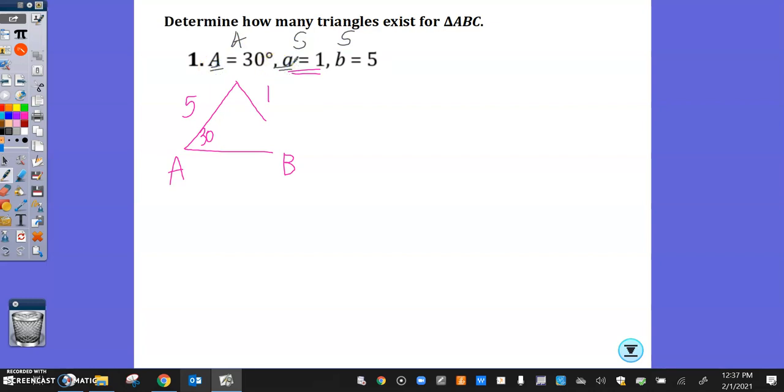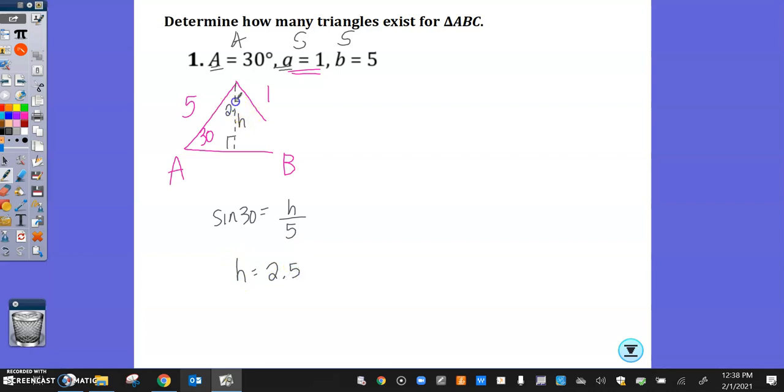So, 30 degrees. We don't know if that side is big enough. So what we're going to do is drop down and find the height. The height will tell us how many triangles actually exist. To find the height, we go sine 30 is equal to h over 5. When you type this into your calculator, make sure it's in degree mode. So go to mode, make sure it's in degrees. We type sine of 30, close the parentheses, times 5, and so your height here is 2.5.